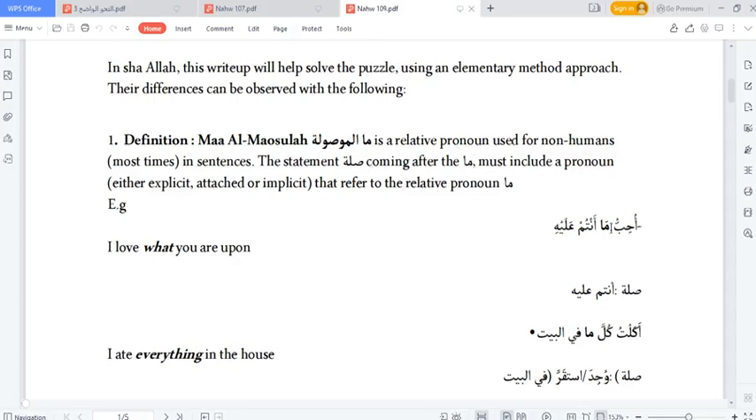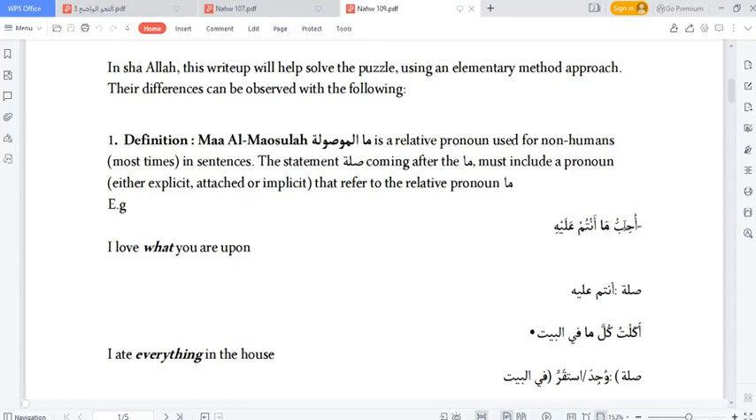Let us see an example now. Uhibbu ma antum alayhi. I love what you are upon. You can see alayhi. This ha here is going back to the ma. I love what, which is what you are upon.